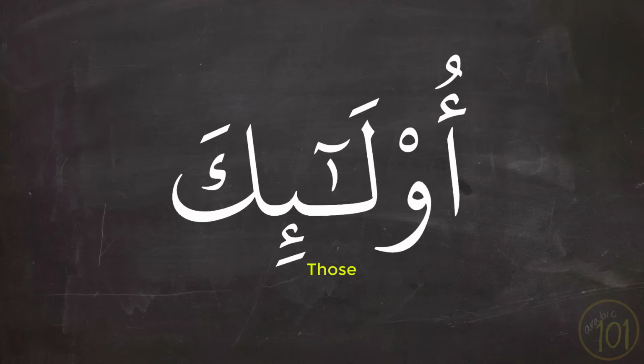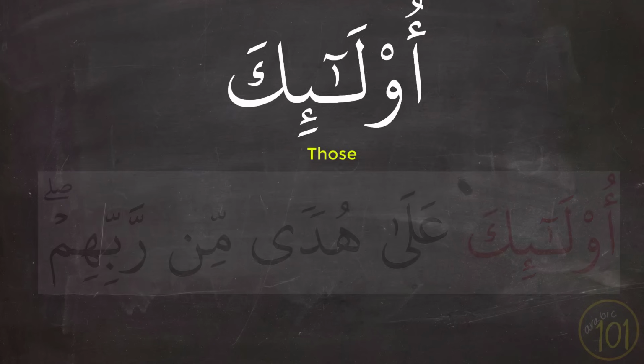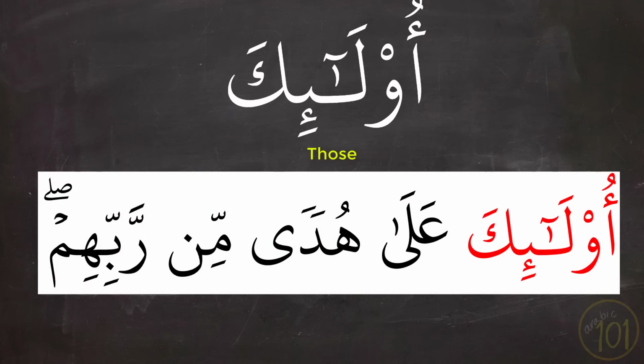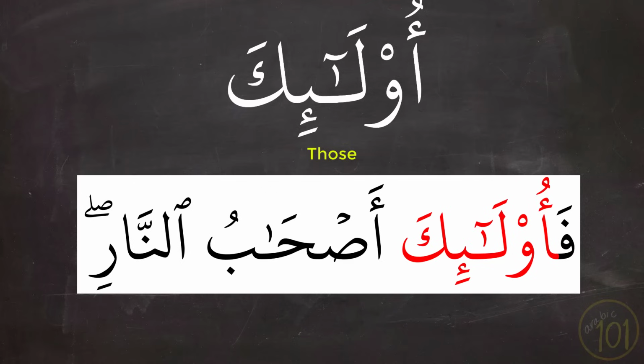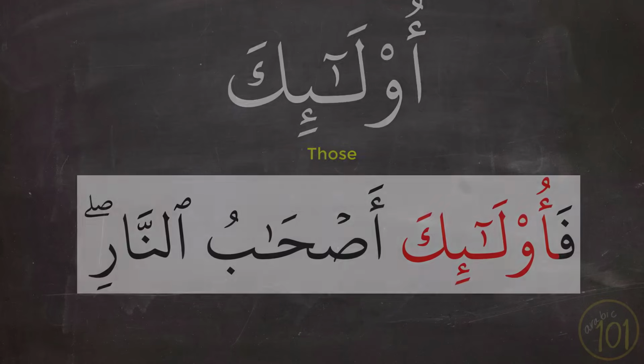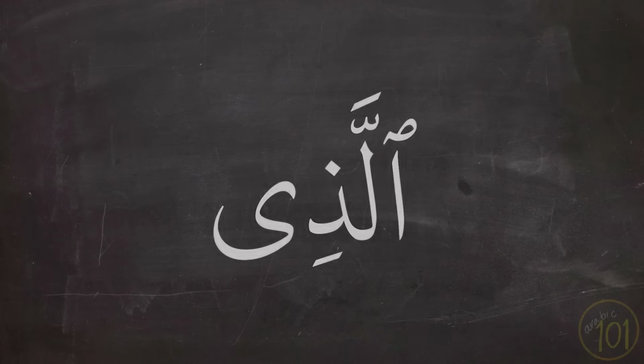And every single mention of أُولَئِكَ has the med متصل. So this means that you will have to extend it 4 or 5 harakat. أُولَئِكَ عَلَى هُدًى مِّن رَّبِّهِمْ. فَأُولَئِكَ أَصْحَابُ النَّارِ. الذي means he who.